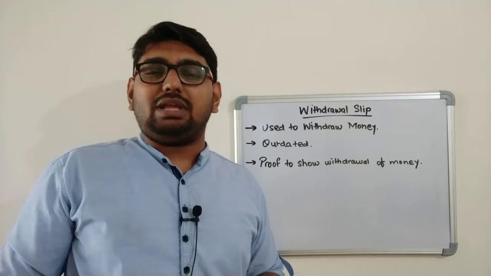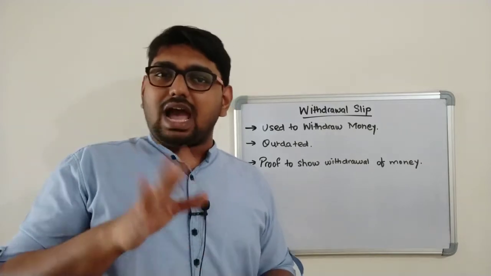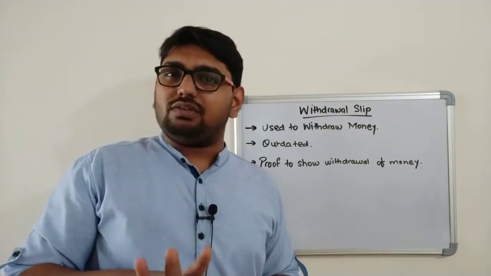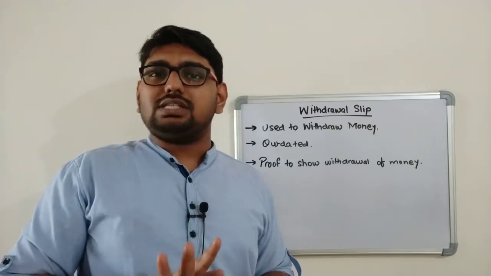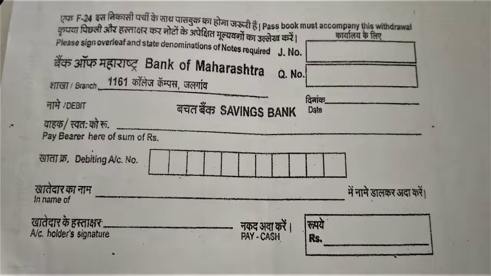Now, as I am not explaining how to draw a withdrawal slip, I will just show you a picture of the withdrawal slip. A withdrawal slip looks something like this. In this you can see that the name of the bank is written, the branch number is written, then the J number and Q number are not for our purpose, they are for the purpose of the office. You are supposed to write the date of the withdrawal. You are supposed to mention the name of the account holder, your account number, the signature of the account holder is necessary, the amount is to be written in figures and words, etc.